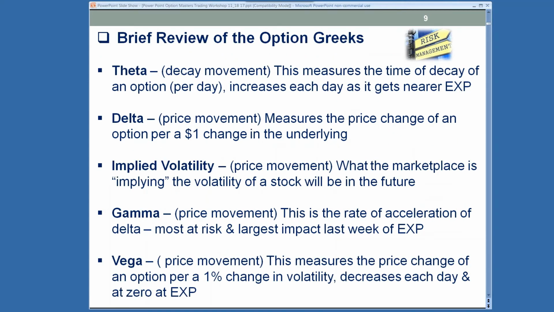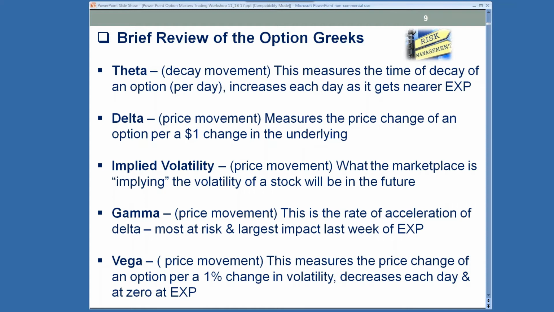So first off, let's take just kind of the review of the Greeks. So you've got theta, and that's for decay movement. So this measures the time decay of an option on a per day basis. So this is going to increase each and every day as your option or your underlying security that you're trading gets closer to its expiration.